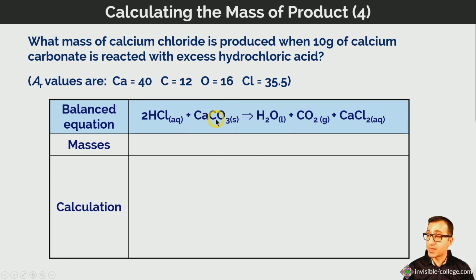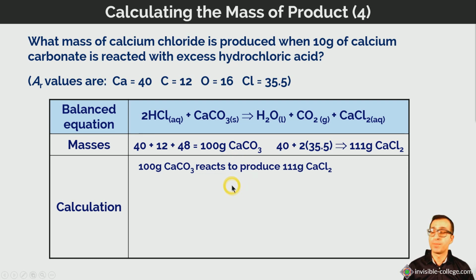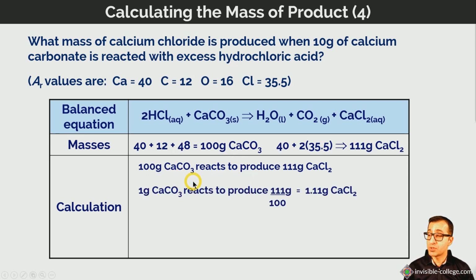So 1 mole of calcium carbonate is going to have a mass of 100 grams, which is the relative formula mass of calcium carbonate, and 1 mole of calcium chloride is going to have a mass in grams of 111 grams, which is the same numerically as the relative formula mass of calcium chloride. So we see here from these numbers that if we had 100 grams of calcium carbonate, we'd expect to produce 111 grams of calcium chloride. Therefore, 1 gram of calcium carbonate is going to react to produce 1.11 grams of calcium chloride. So if we go back to the question, it's asking when we have 10 grams of calcium carbonate, how much calcium chloride could we expect to produce?